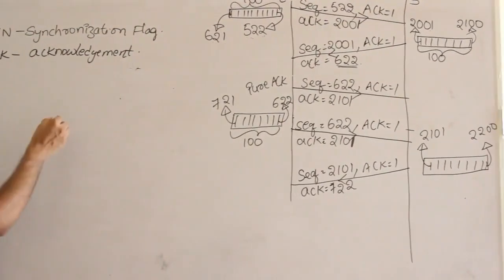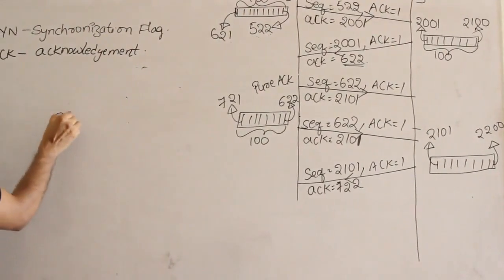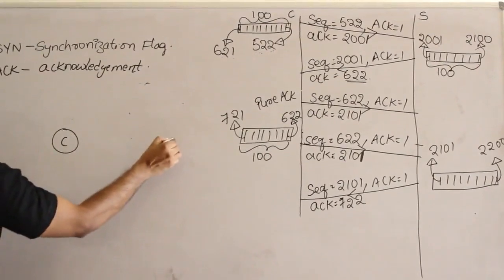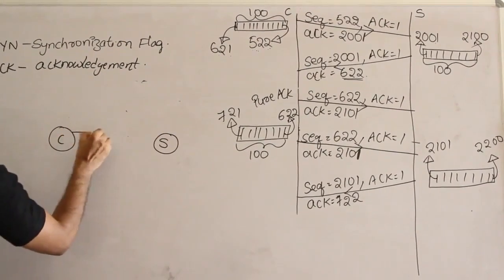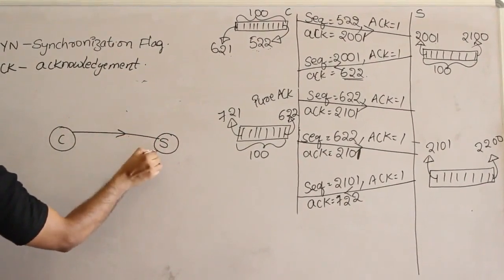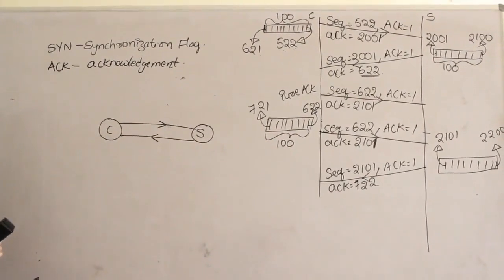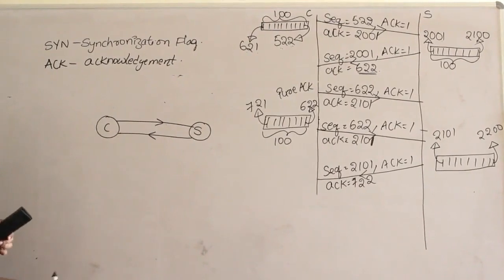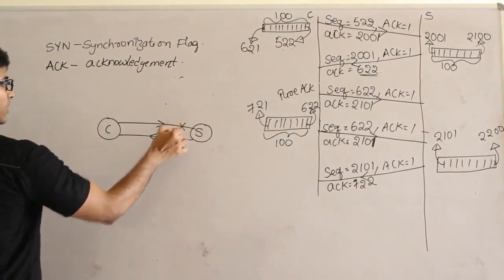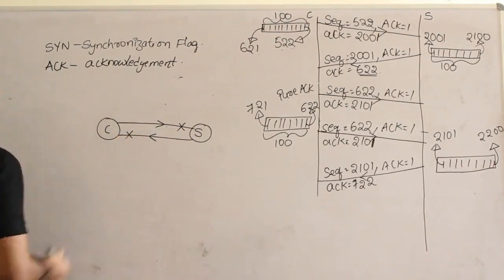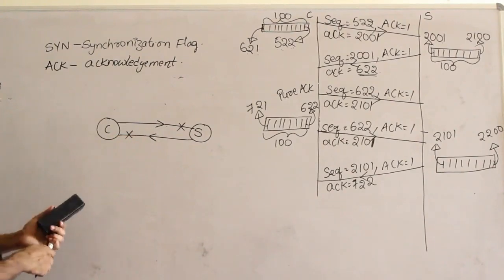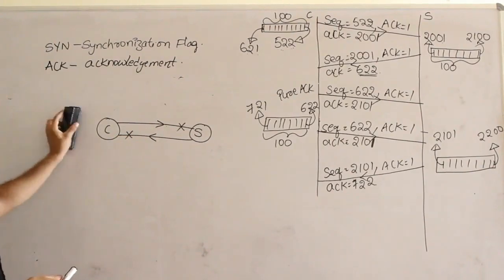So I told you that TCP is a full duplex connection. Full duplex means if there is a client and server, data will go in both directions. Data can go from client to server as well as from server to client. Therefore it is a full duplex connection. So terminating a connection means terminating this direction as well as terminating this one, right? Both of them have to happen. Now let's see how it happens.